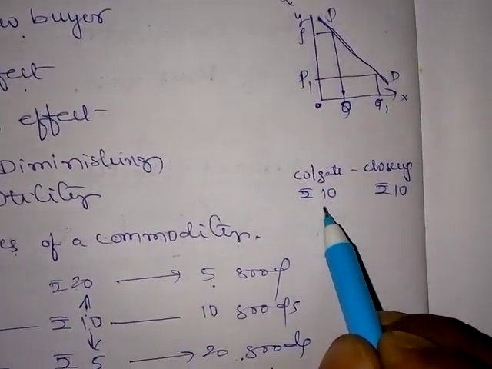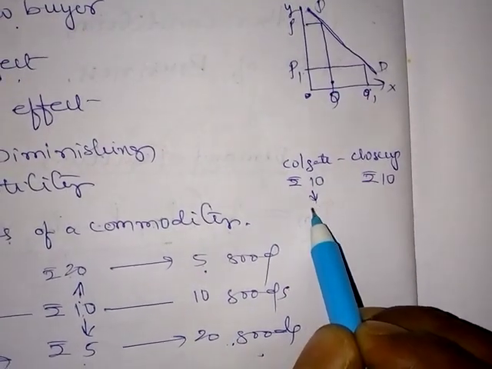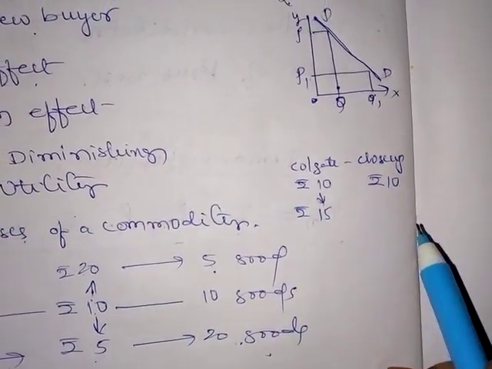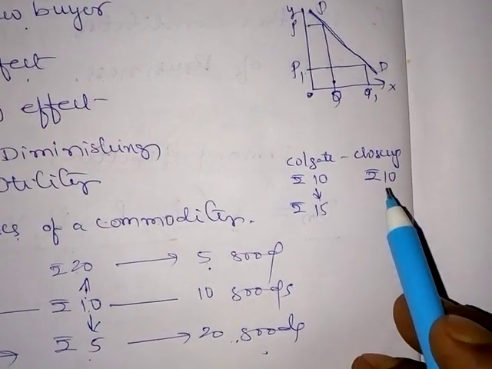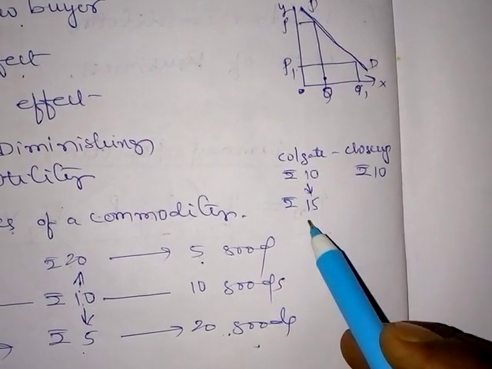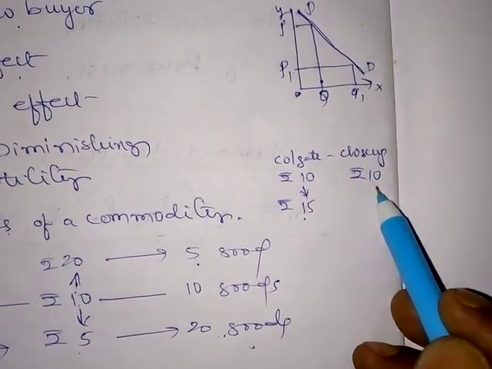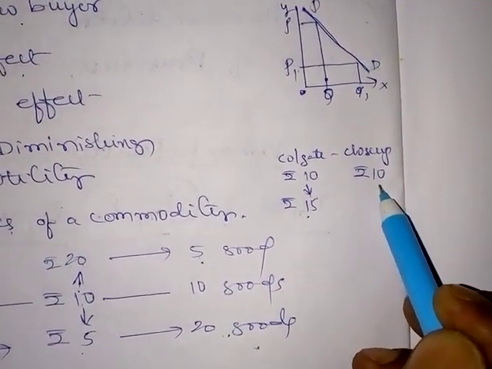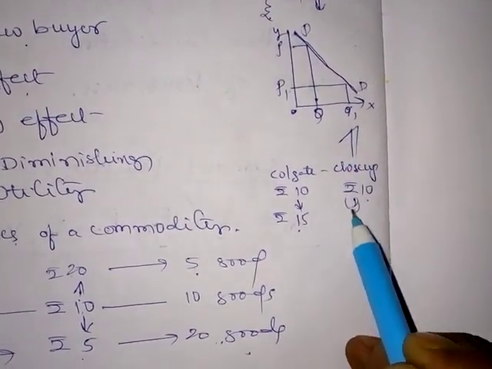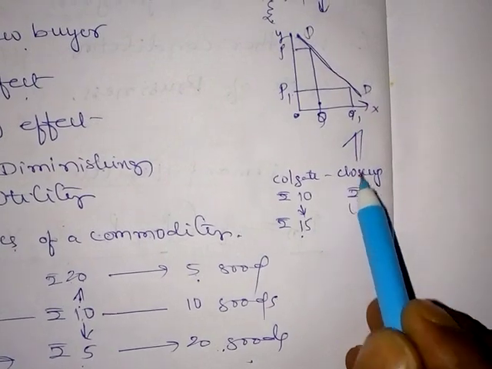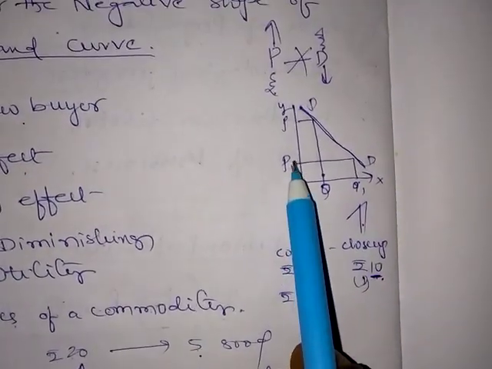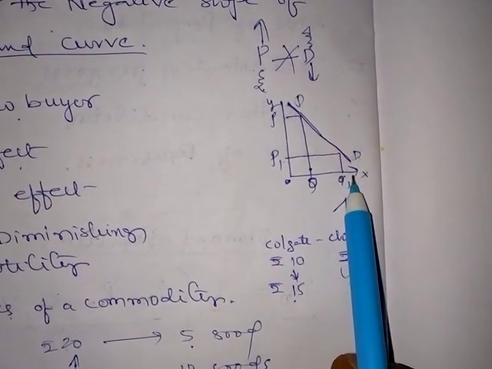For example, it is assumed that there is a rise in the price of Colgate to ₹15. Then the Close-Up will be available at a cheaper rate. Here you see, Colgate is 15 rupees, but Close-Up is available for 10 rupees only. Therefore the demand for Close-Up rises, just because of the lower price. Therefore when price is lower, demand will be higher.